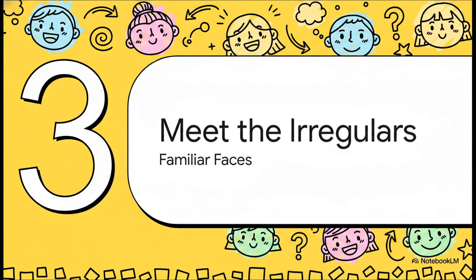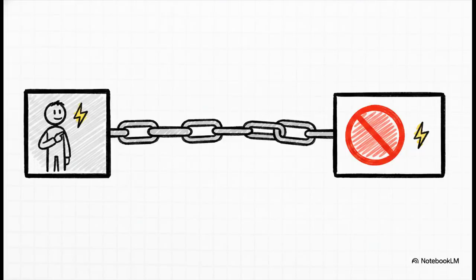All right, let's meet the irregulars. I mean, come on, it wouldn't be Spanish without them, right? But here's the best part. If you've already dipped your toes into the subjunctive, these are going to look like old friends. Seriously, no new surprises are hiding around the corner. Because the rule still applies 100%.